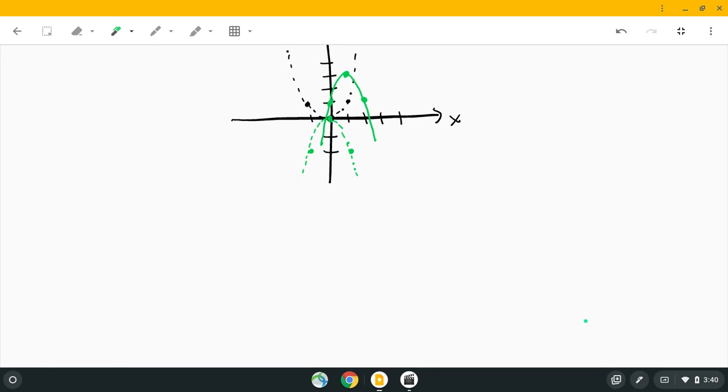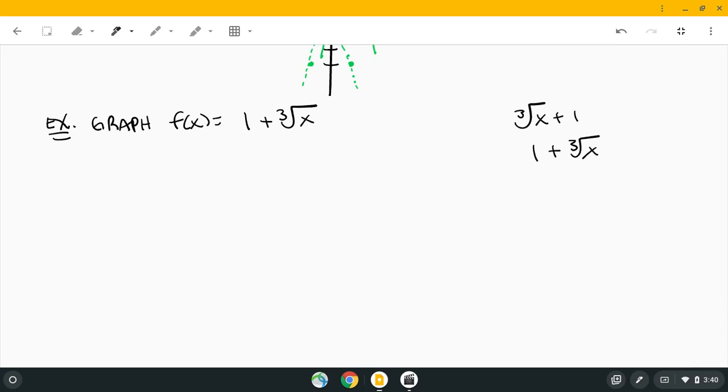All right, let's take a look at another one. Let's go ahead and graph f of x equals 1 plus cube root x. Sometimes this throws students off because they're used to seeing that 1 over to the right. It doesn't matter if it's written like this or like this, they mean the same thing. They both mean you have to shift up 1.